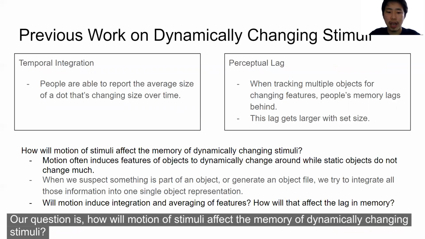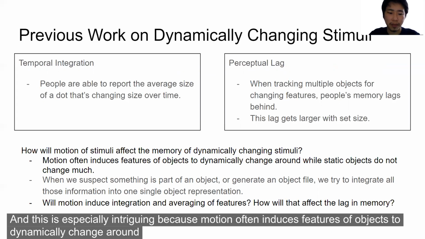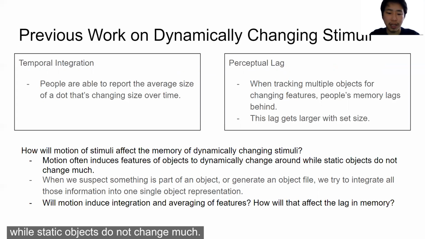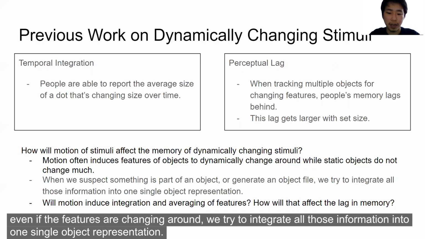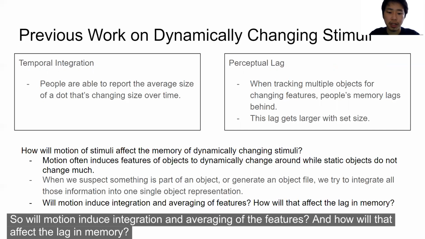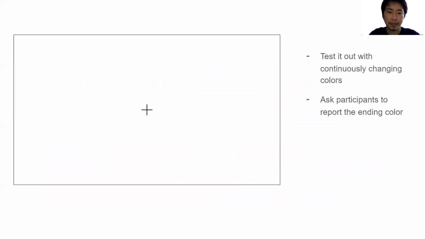Our question is, how will motion of stimuli affect the memory of dynamically changing stimuli? And this is especially intriguing because motion often induces features of objects to dynamically change around, while static objects do not change much. But when you suspect something is part of an object or when you generate an object file, even if the features are changing around, we try to integrate all those information into one single object representation. So will motion induce integration and averaging of the features, and how will that affect the lag in memory?